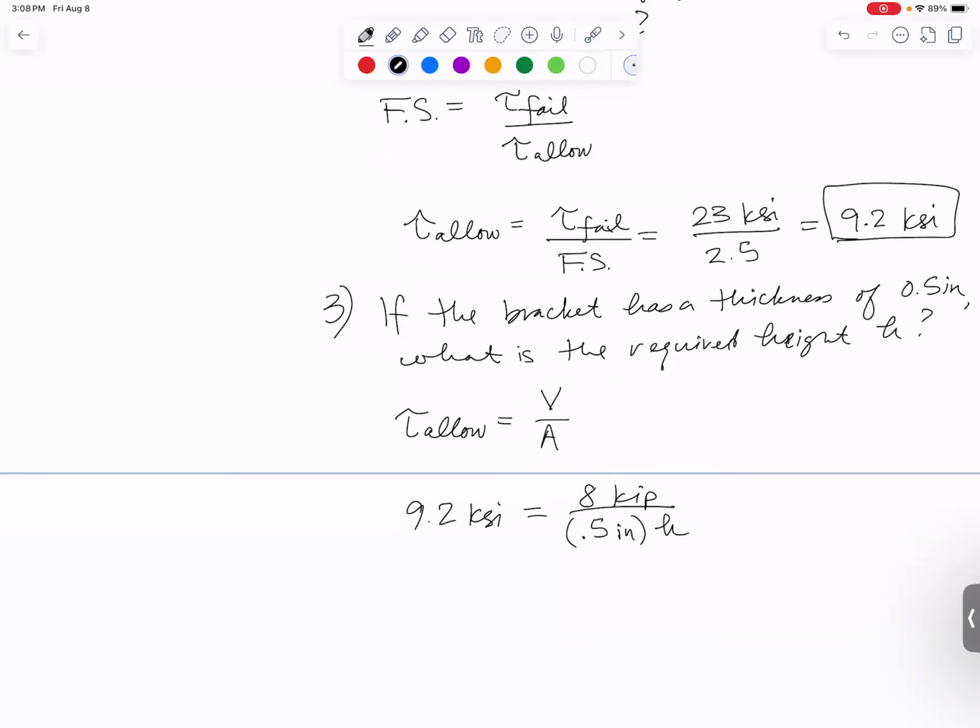Solve for H. And what will happen with the units? I've got kip over inch on the right and kip over square inches on the left, so H will come out in inches. Solving, we get H is 1.74 inches. That's how tall we need that little bracket to be right there so that its average shear stress does not exceed the allowable stress when we apply 8 kips of force to it. That's the end of this set of notes on allowable stress and safety factors.